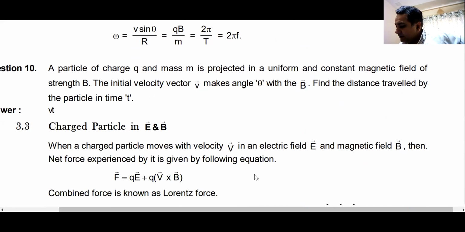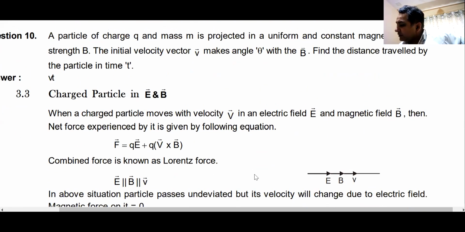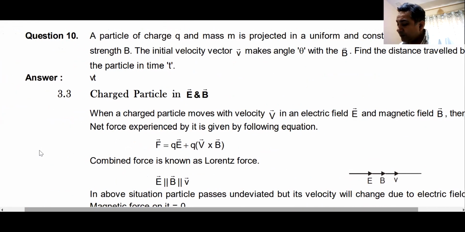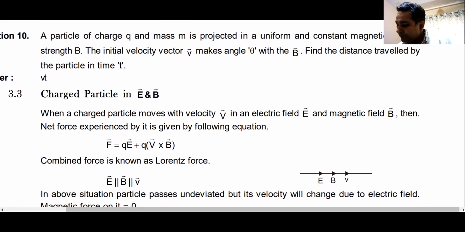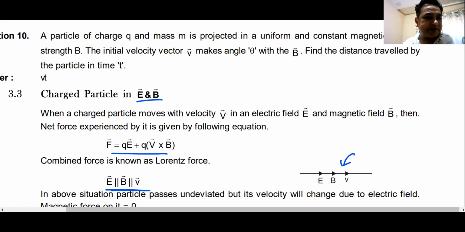Yes, sir. Okay, let me see if I have some questions here on this one, but since I can't find that, I will have to start with this. Charged particle in E and B. The combined force is known as Lorentz force. We have already discussed this. Yes or no? Lorentz force. All three are parallel. What happens? Straight line, sir. All three are parallel. What happens is a straight line motion.